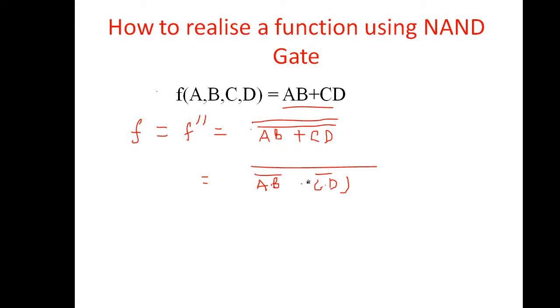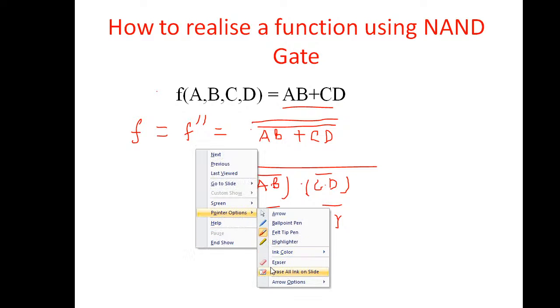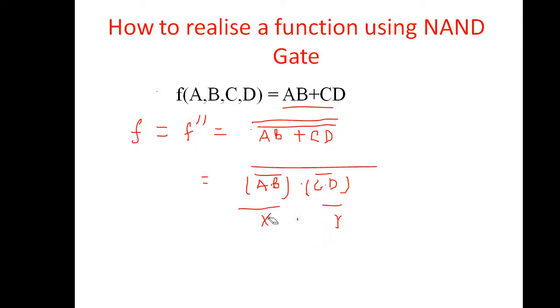So this one will be one. You can see this you can implement using one NAND gate, this using another NAND gate, and if you see these as x and y, the NAND of x and y you can implement using the third NAND gate. So what will be the circuit diagram for this? Can we just draw the circuit diagram for this? I am erasing this too.